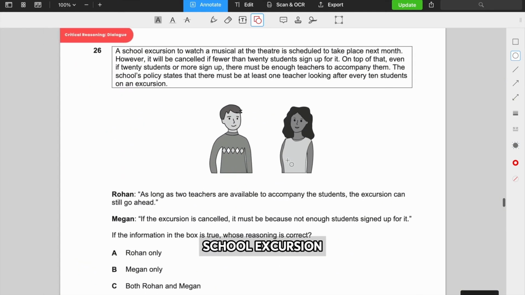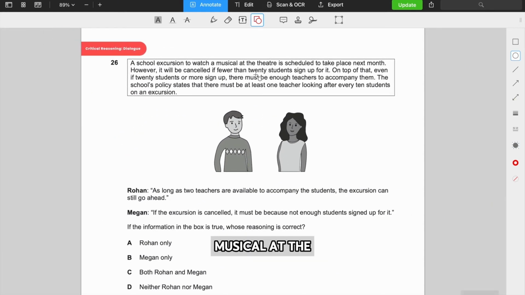Alright, a school excursion to watch a musical at the theatre is scheduled to take place next month. However, it will be cancelled if fewer than 20 students sign up for it. So this is just telling us the first condition we need: at least 20 students to sign up. Okay, so necessary condition 1, minimum 20 students.